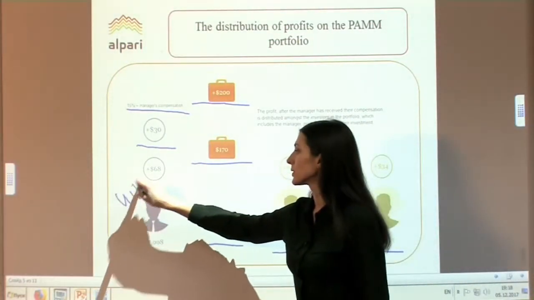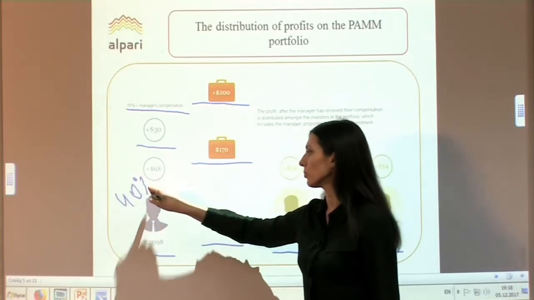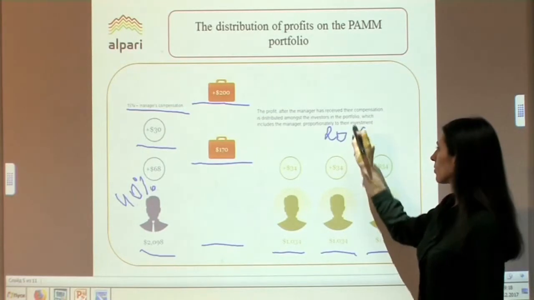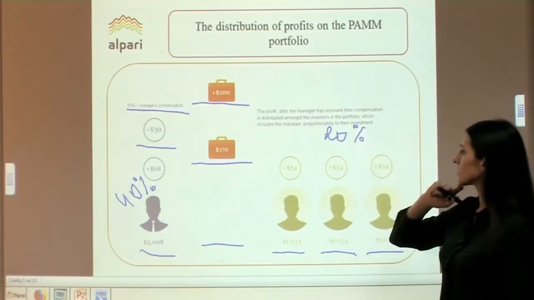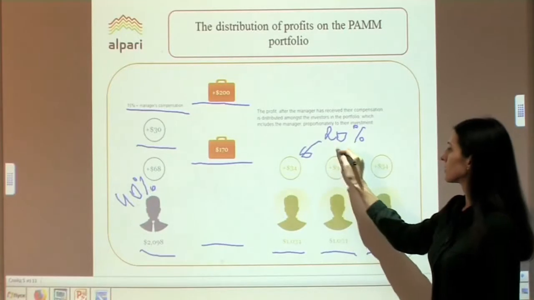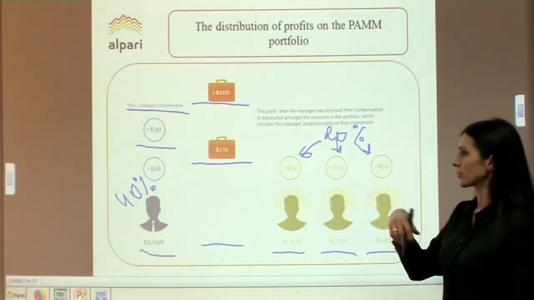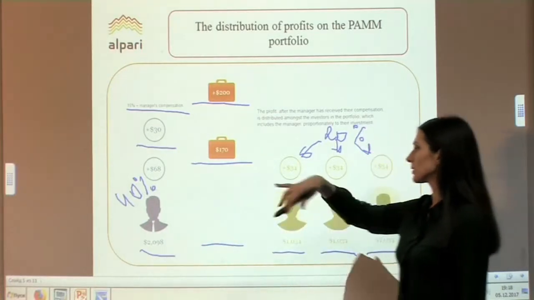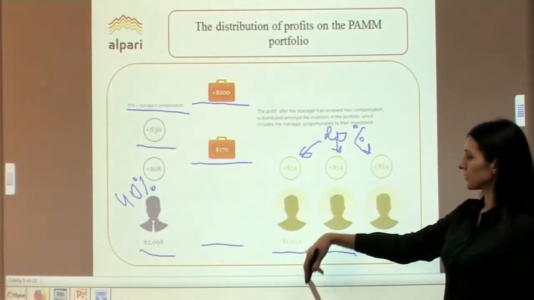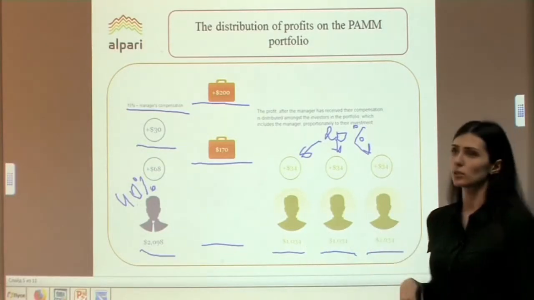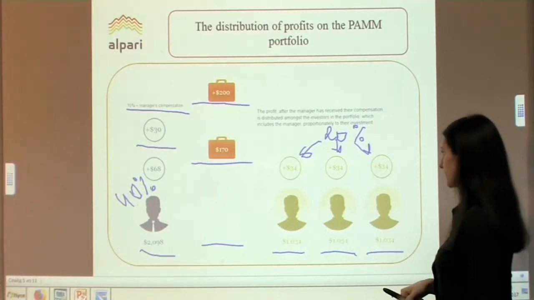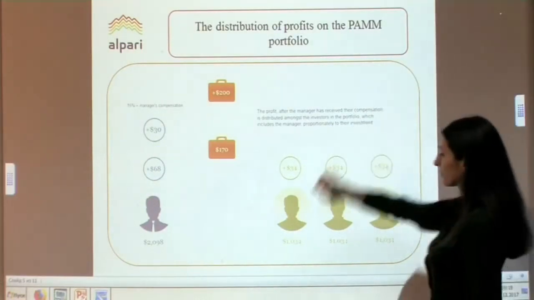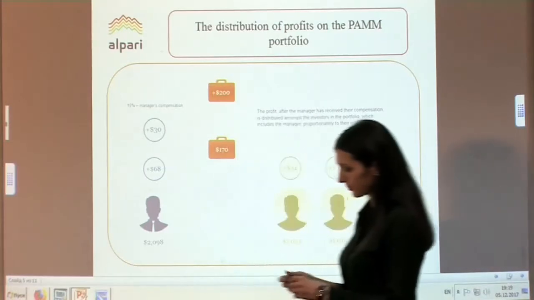Manager has 40% of all funds in the PAM account, and each investor has 20%. Means that the manager receives $68 and each of the investors receives $34. Here we are. Okay, let's continue.